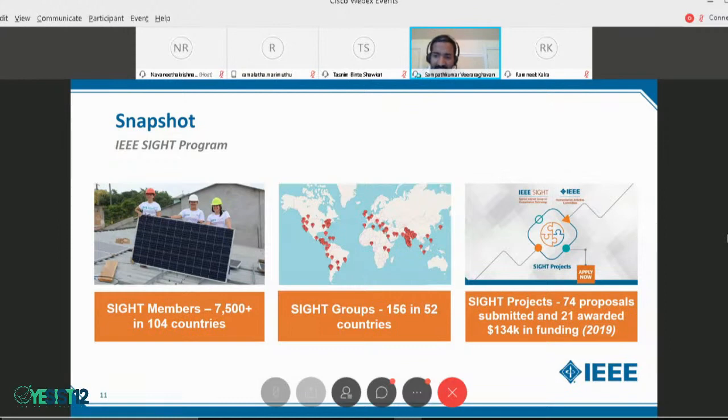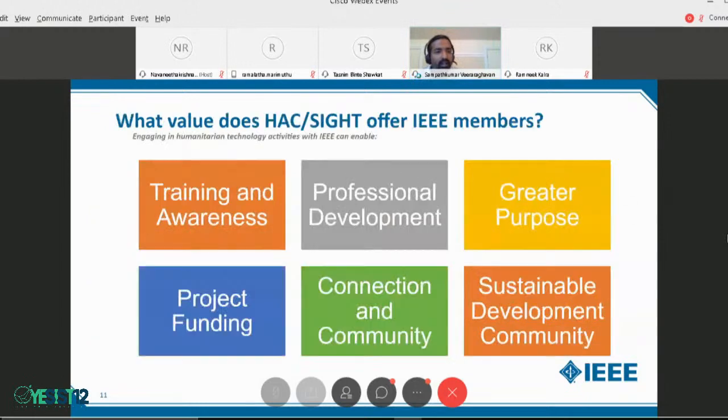Now this year has been very interesting with respect to COVID. I will talk about that a little later in the slides, but we have already received more than 115 projects in 6 months, which is record breaking. So all these efforts have made SIGHT one of the fastest growing programs within the IEEE sustainable development ecosystem. Okay.